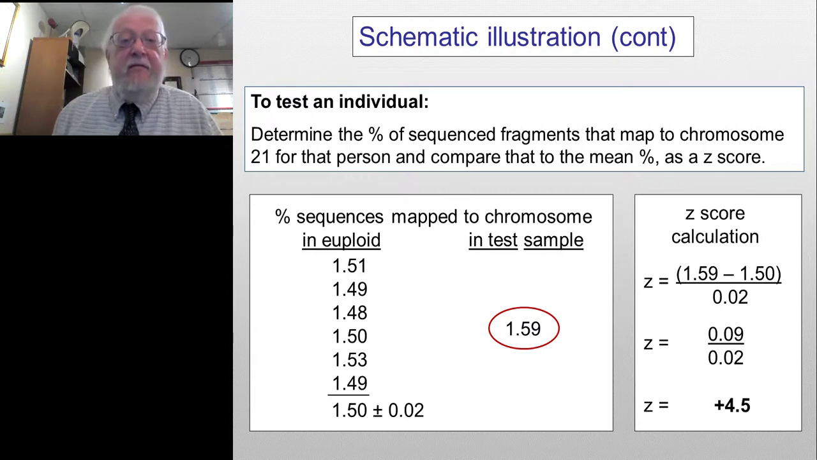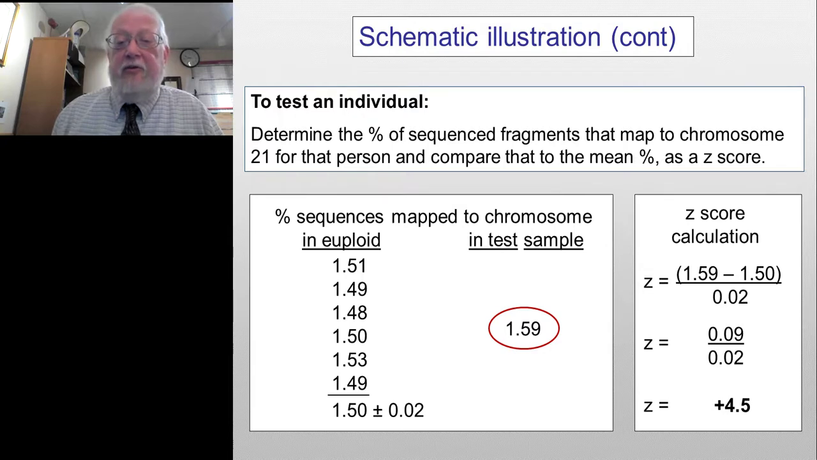So if this is very tight, this might work. And let's say then I get a 1.59%. Ooh, that's a little bit above 1.5. Is that high enough to say it might be trisomy? There might be some extra material from the fetus that has three 21 chromosomes?